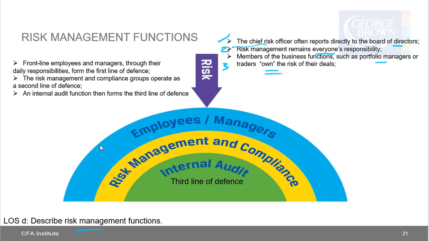So over here, now we're getting into this sort of graphic, and they're talking about three lines of defense. So frontline employees and managers, through their daily responsibilities, form the first line of defense against risk, okay? The second line of defense, the risk management and compliance groups operate as the second line of defense, and then finally the internal audit function then forms the third line of defense, okay?